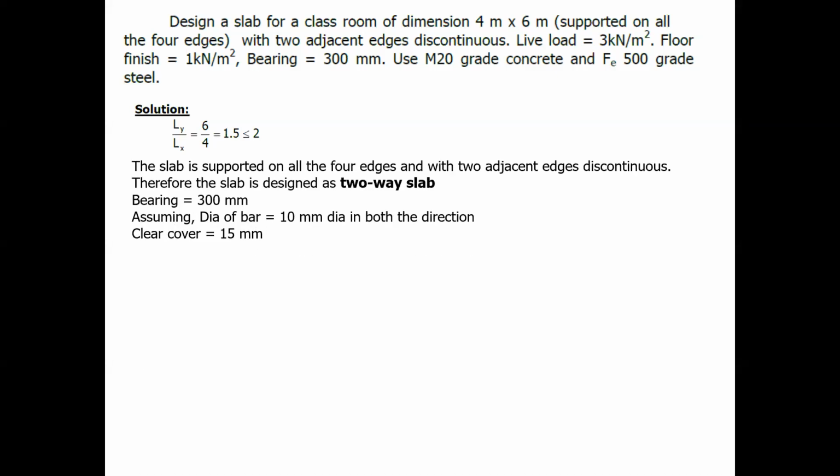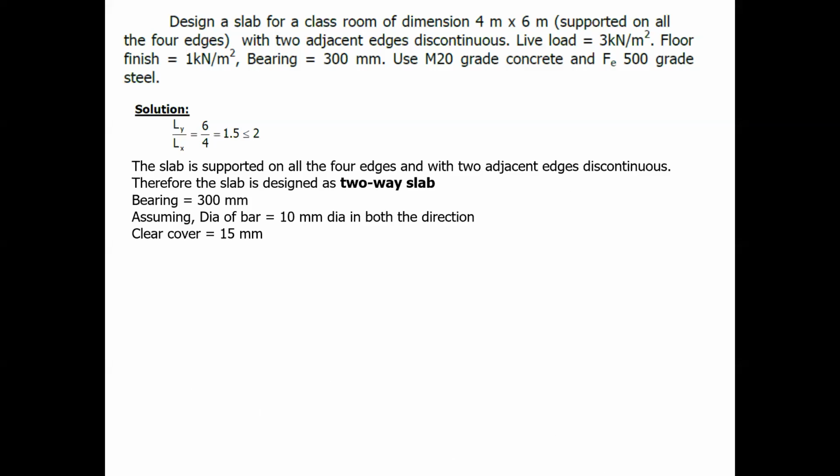So first you have to check whether it is a 1S slab or 2S slab. That is Ly by Lx. You have to check. Take down Ly by Lx. That is 6 by 4. How much it will be? 1.5, sir. So it is nothing but a 2S slab, right?